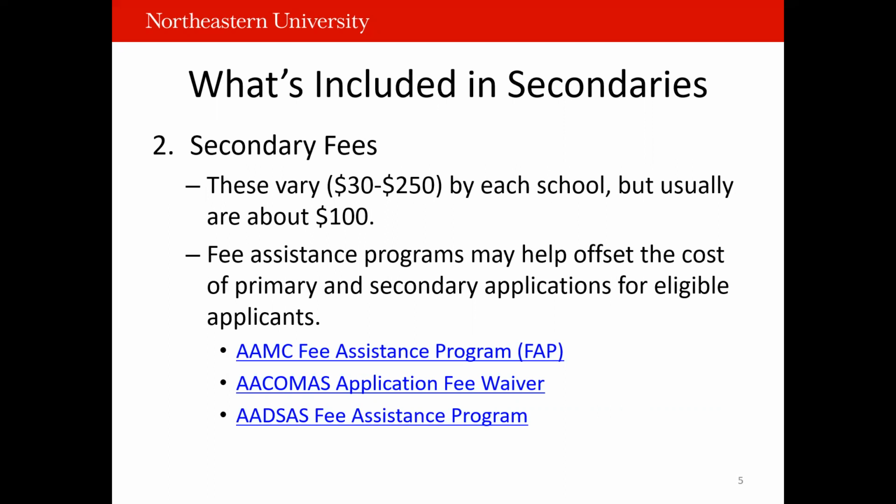Secondaries do typically cost some amount of money as well. It can be one of the more pricey parts of the application process. The prices do vary depending on the school, but typically you'll find that the average is around $100 per secondary. So please make sure that you're cognizant of that and potentially saving up for this process. If you haven't already applied for the fee assistance programs for these application services, I would certainly advise that you do so, so that you can potentially use those benefits for this process.